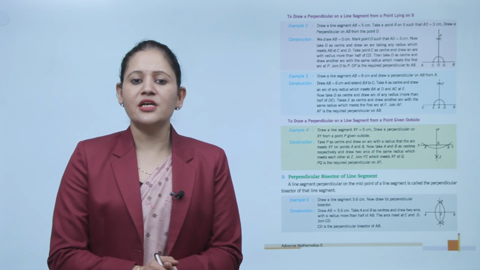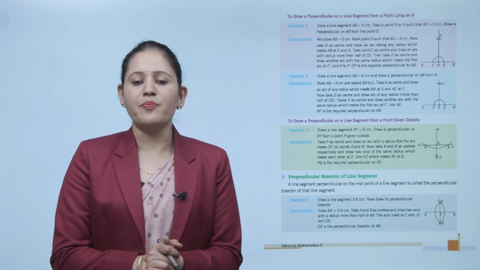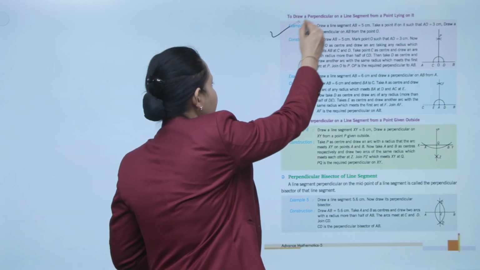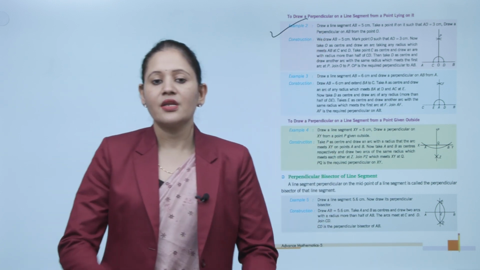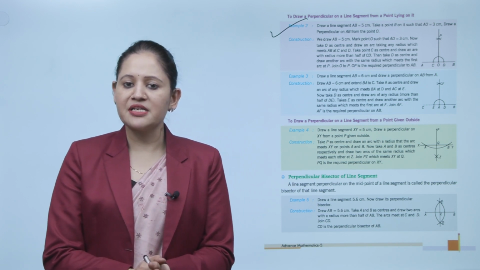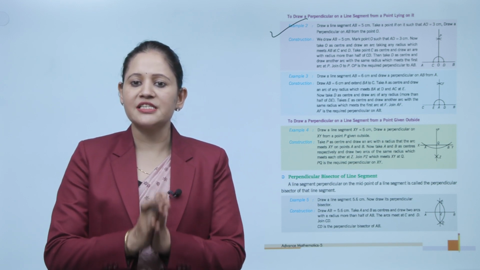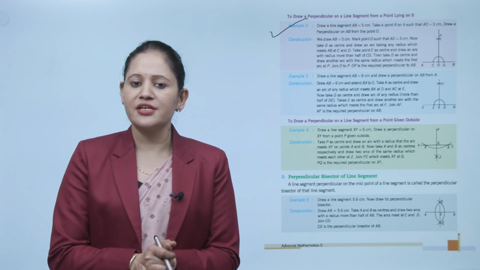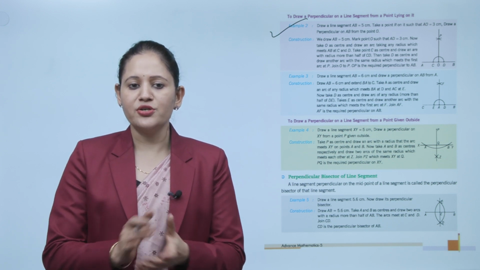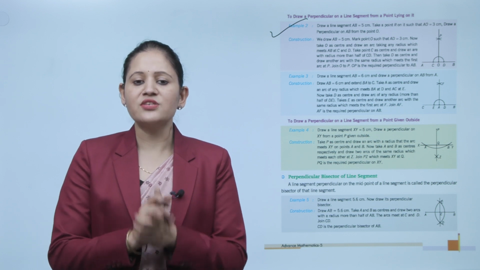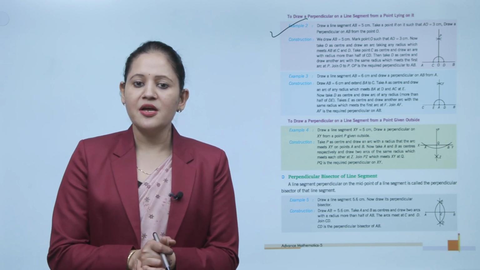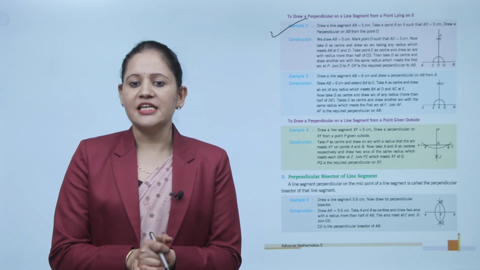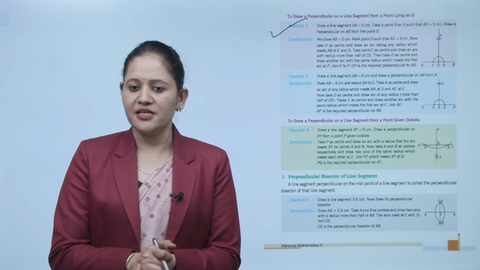To draw a perpendicular to a line segment from a point lying on it, we will take an example. Draw a line segment AB 5 cm, take a point O on it such that AO equals 3 cm. Draw a perpendicular on AB from the point O. For construction, first we will draw AB 5 cm, mark a point O such that AO equals 3 cm.